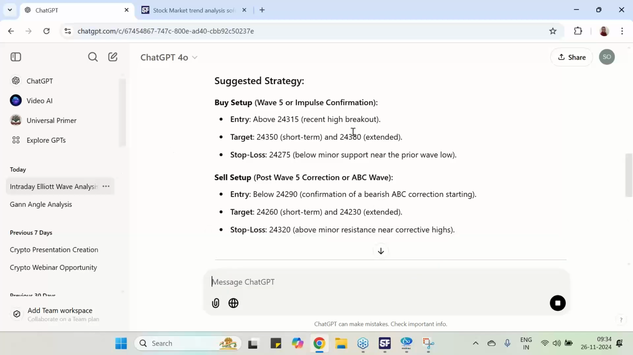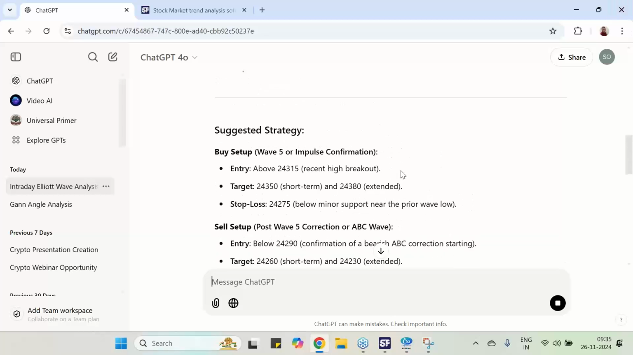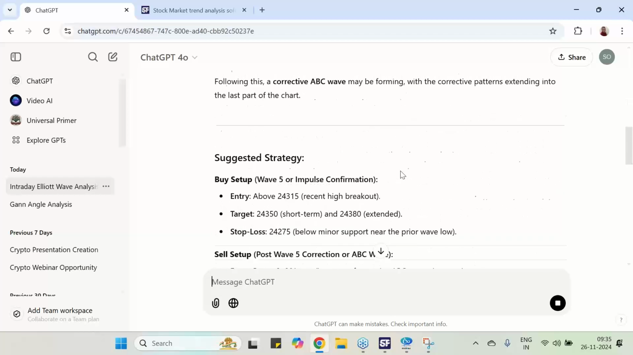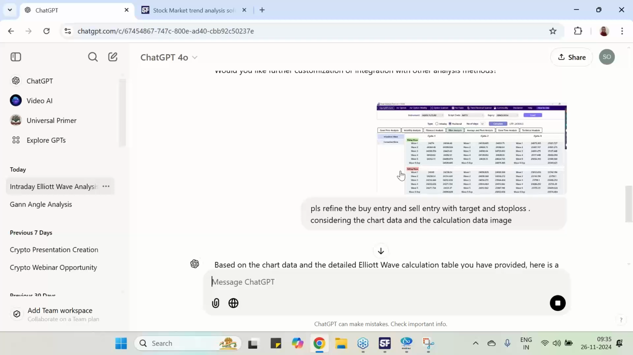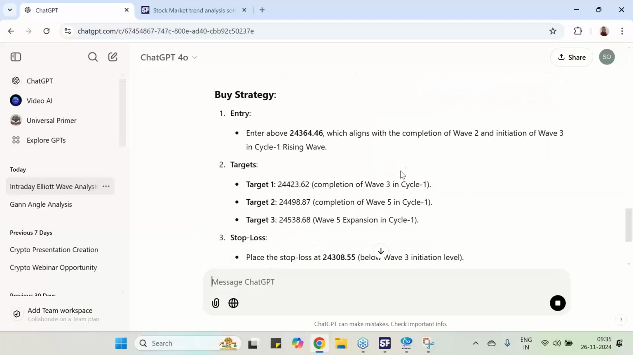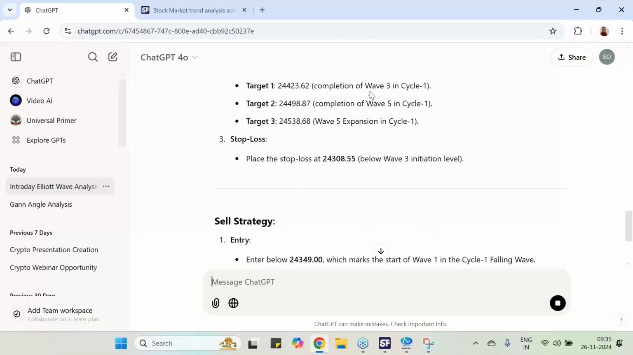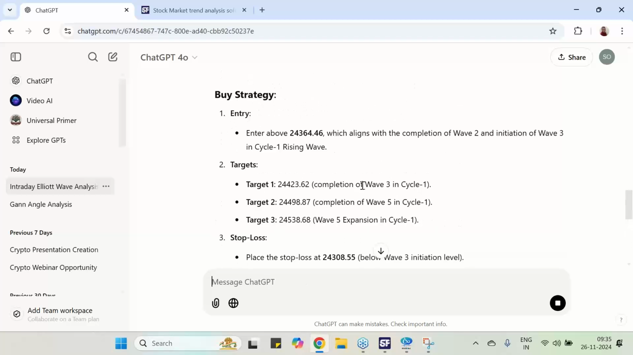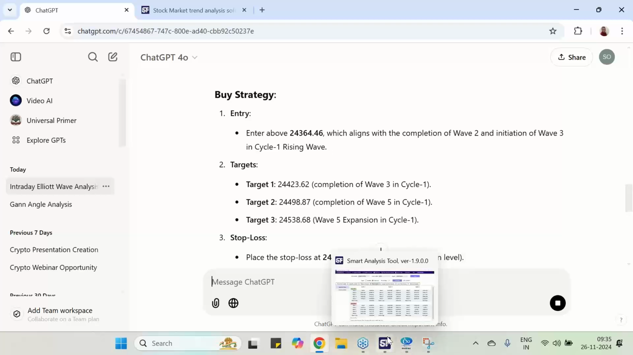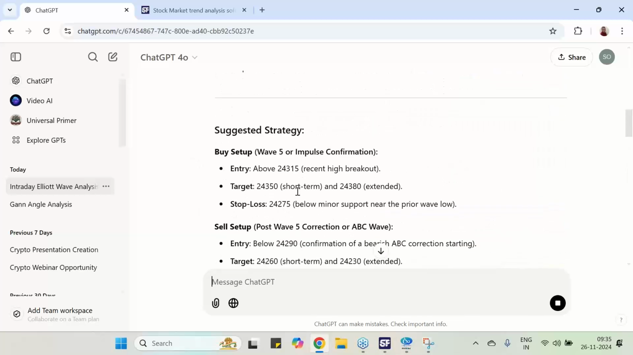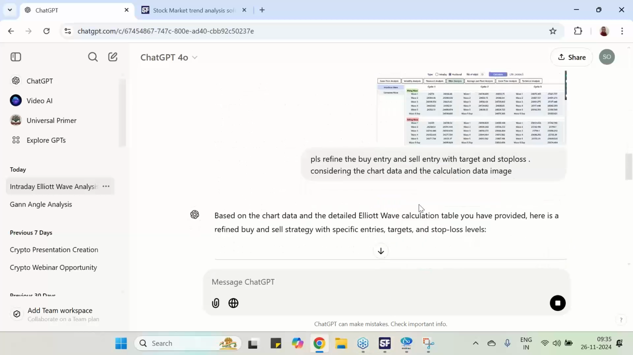So this is the initial part. It has given an understanding that a wave 1, 2, 3 impulsive wave pattern is forming. So we understood impulsive is forming, and based on this impulsive we have given this data. So what it has given: intraday above 24,364. Earlier, it was giving 315.